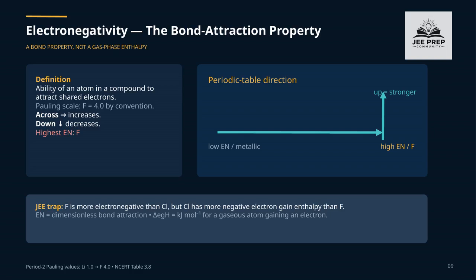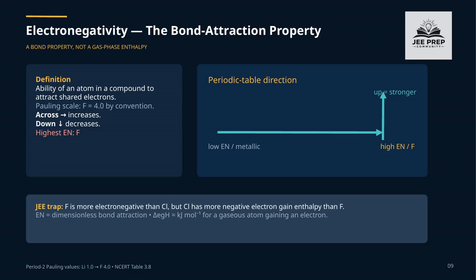Question 5. Which is more electronegative, fluorine or chlorine, and which has more negative electron gain enthalpy? Fluorine is more electronegative because electronegativity is attraction for shared electrons in a bond. Chlorine has more negative electron gain enthalpy because it accepts a free electron into a larger 3p shell with lower repulsion.